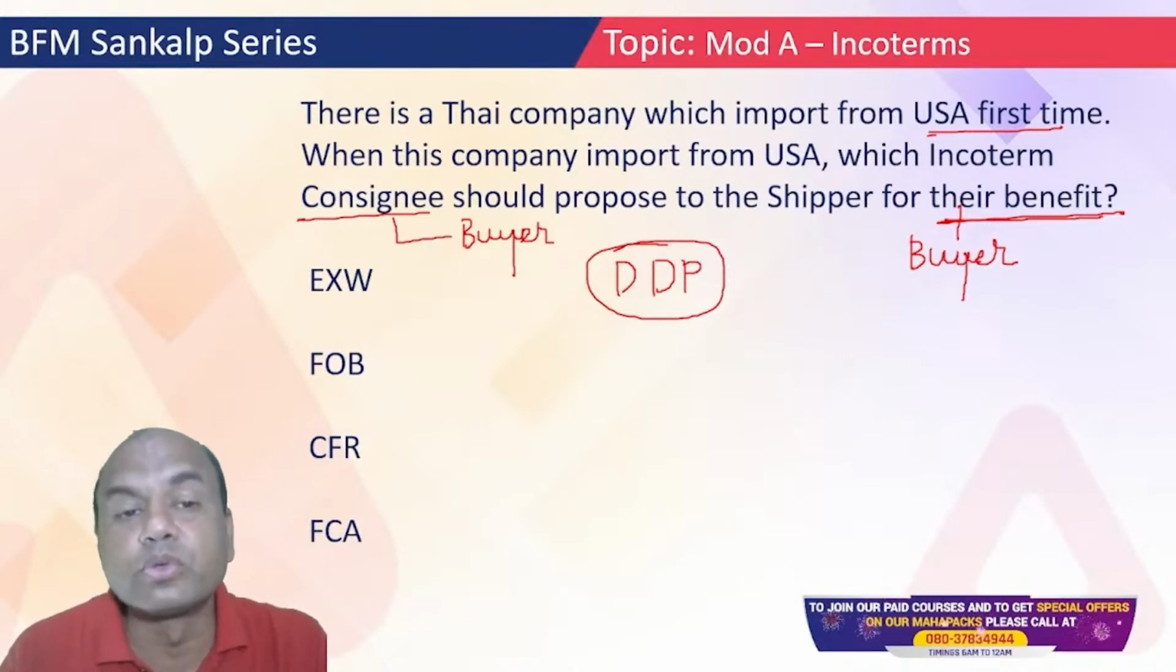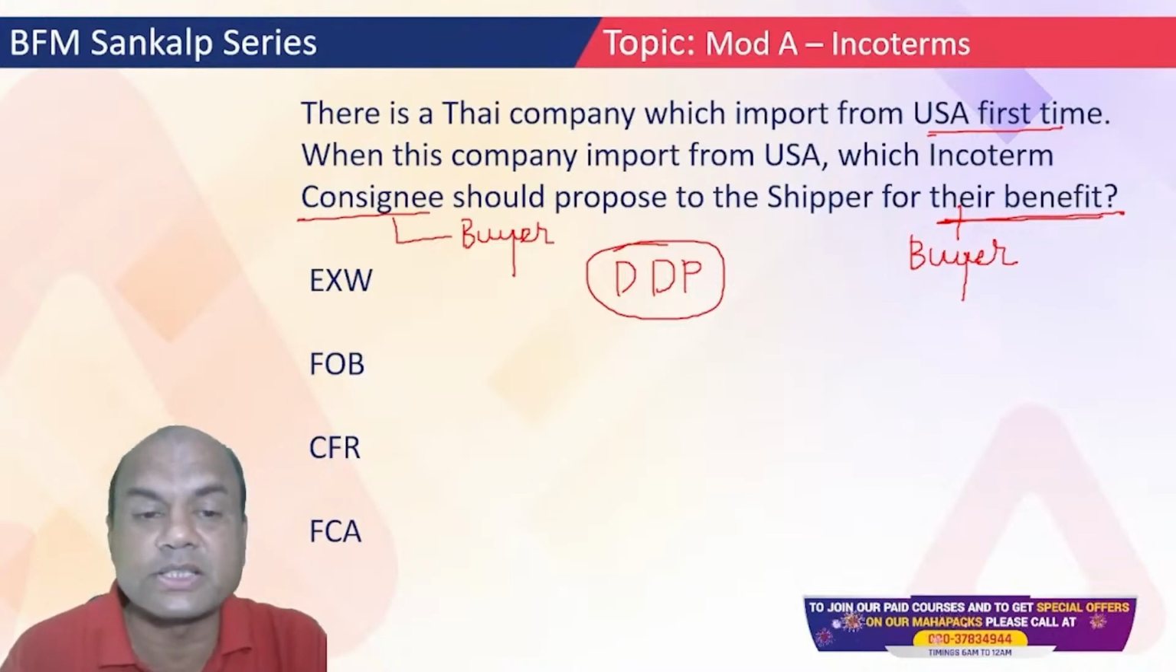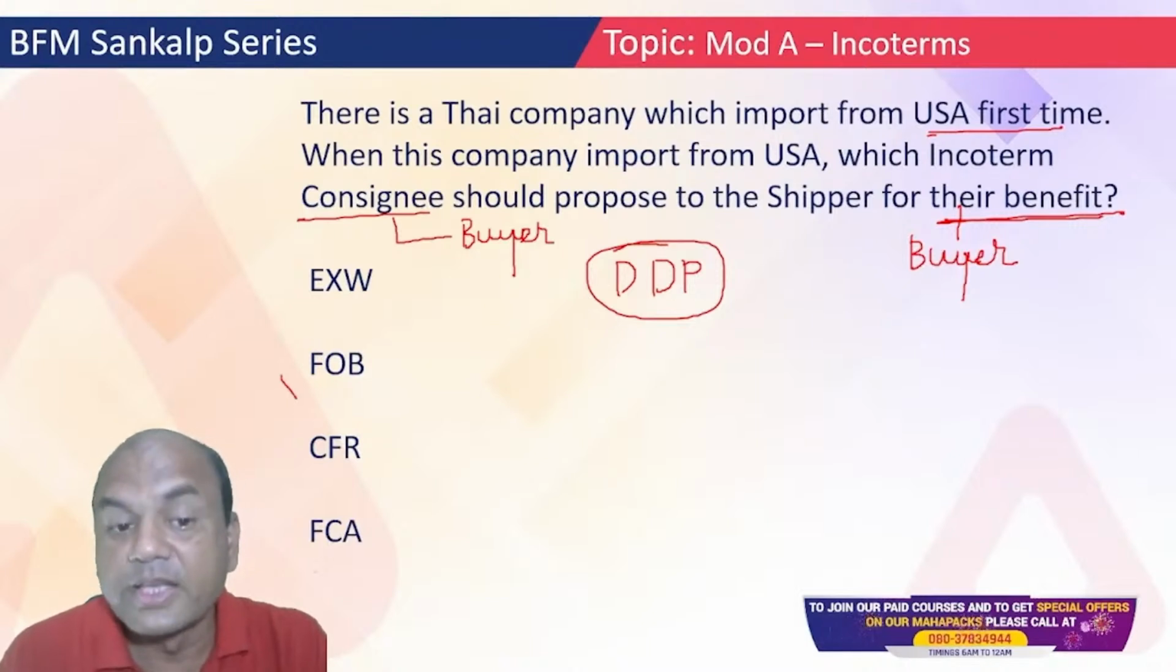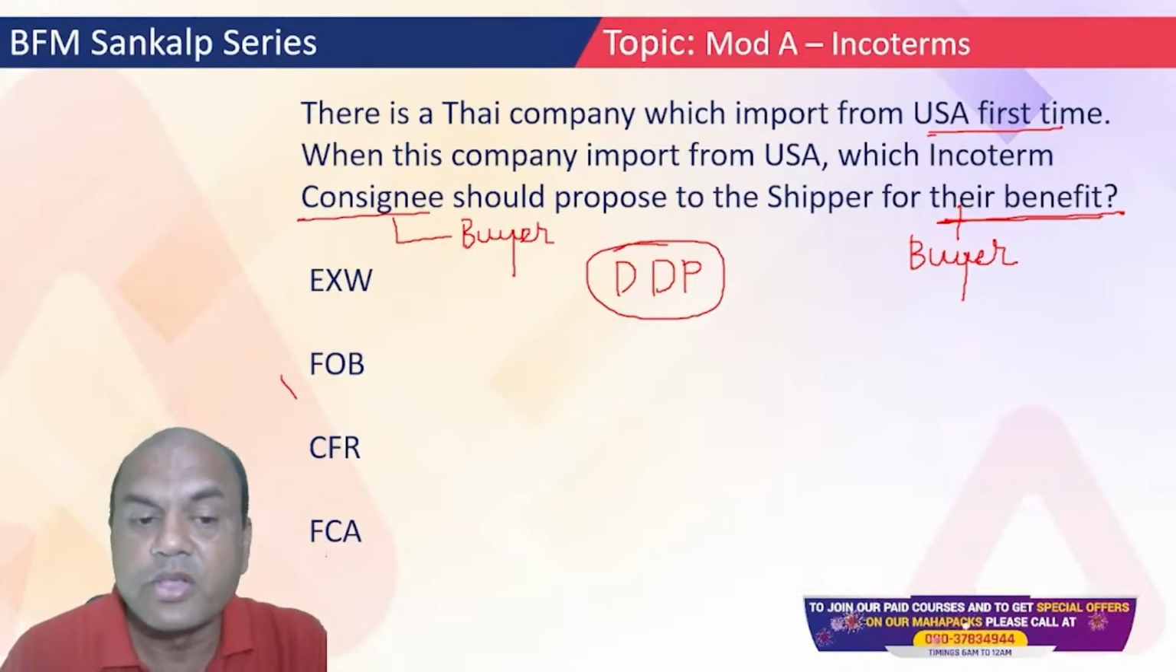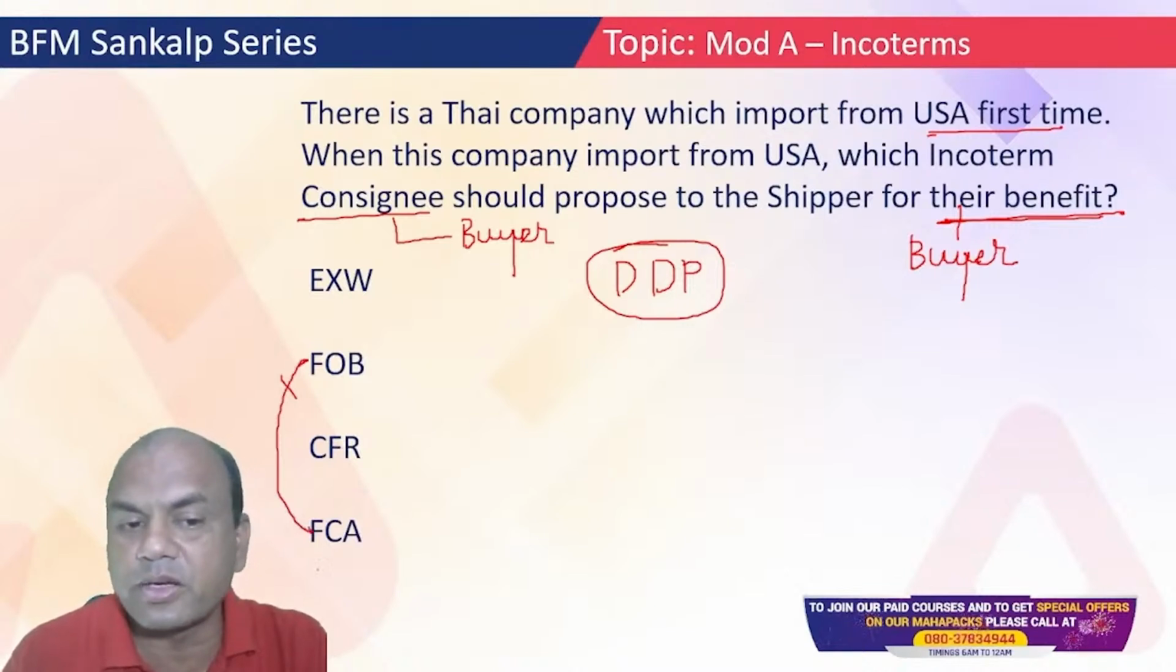See here, we have to choose the best among these. EXW, Ex Works, means what? It is the best for the seller. FOB means what? Loading on the ship. CFR means what? Cost and freight. And FCA means what? Free carrier. Okay. So FOB and FCA are same. So these are same over here. So which is the best among these? EXW, FOB and CFR.